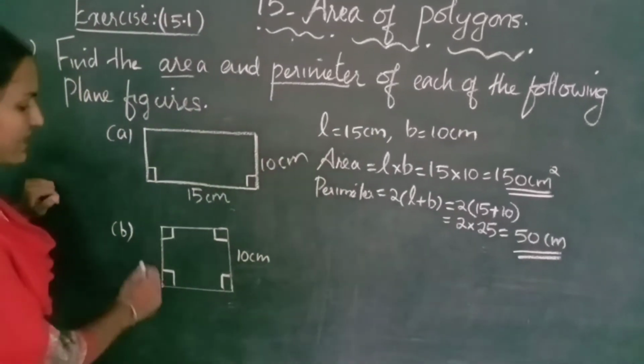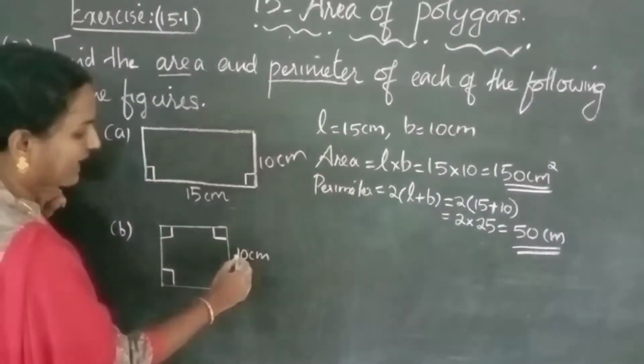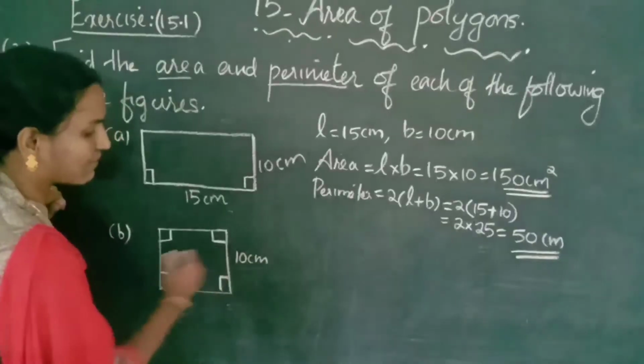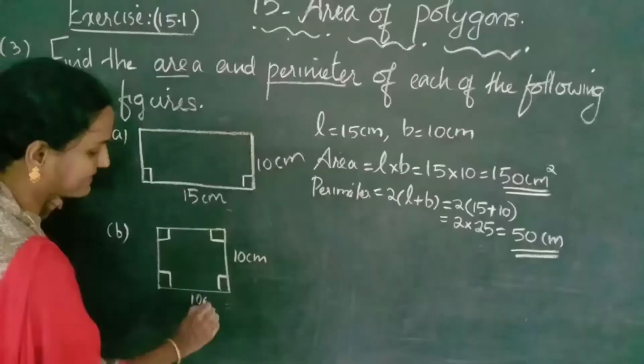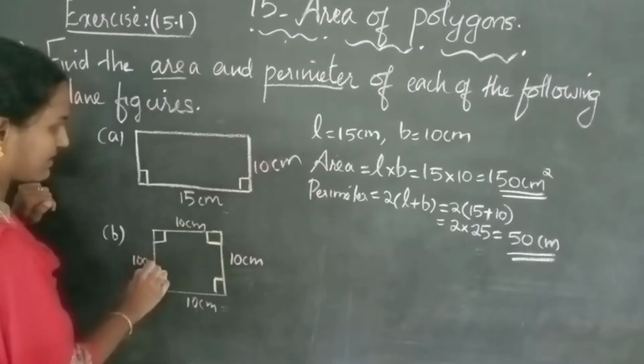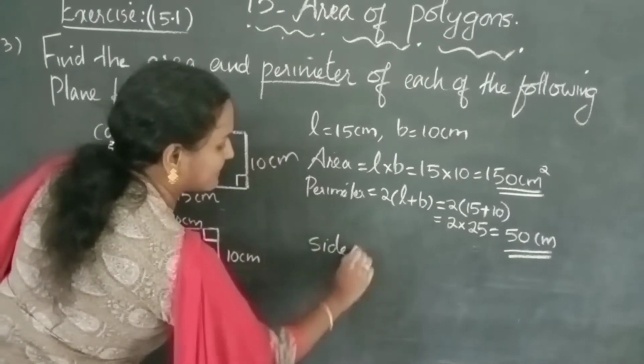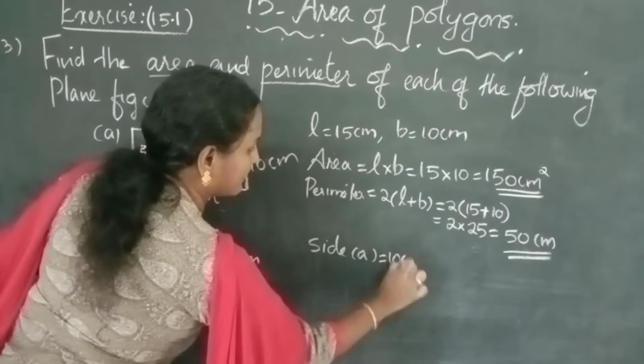The next one, B. It's a square. Each angle is 90 degrees. Whose side is given? One side is 10, so the other sides are also 10. All sides are equal. Side A is equal to 10 centimeter.